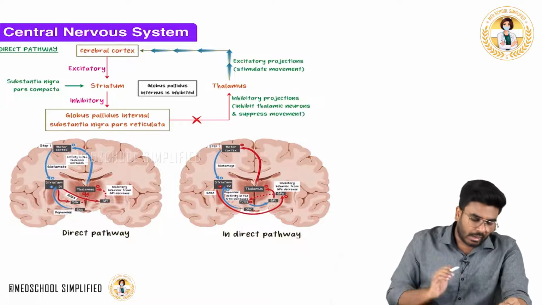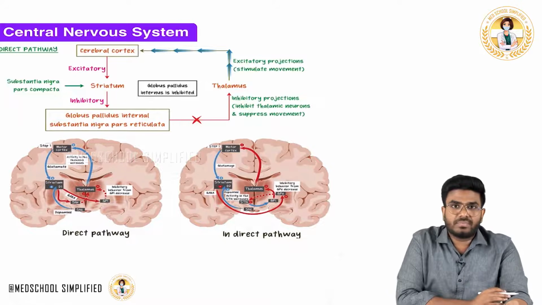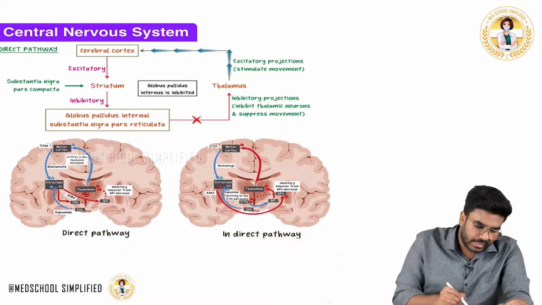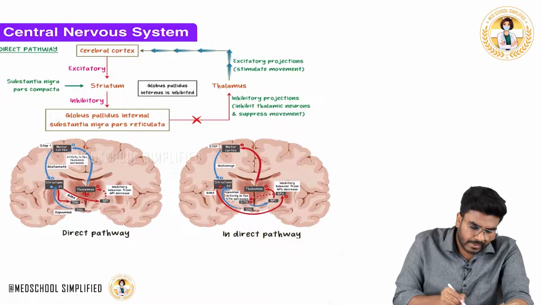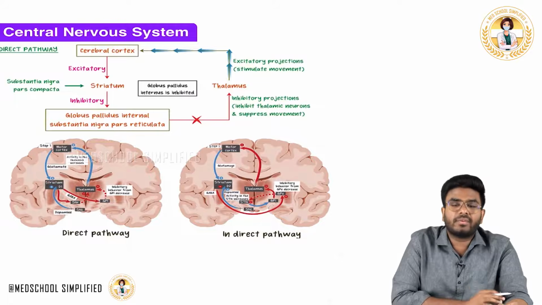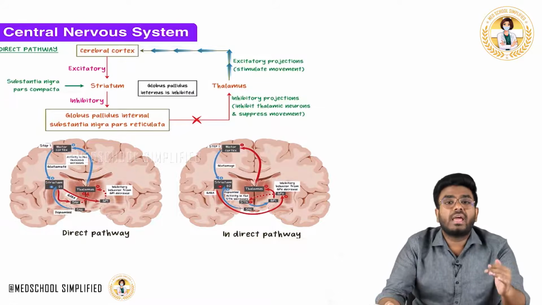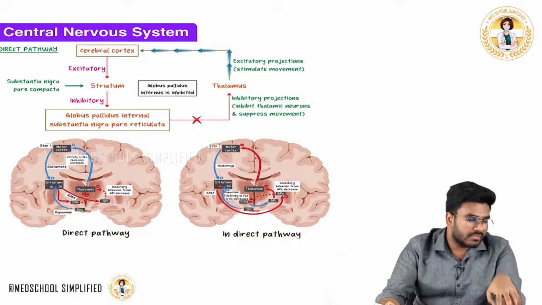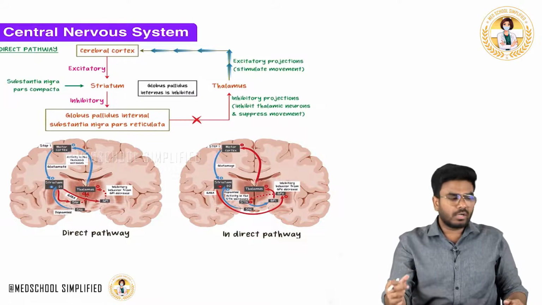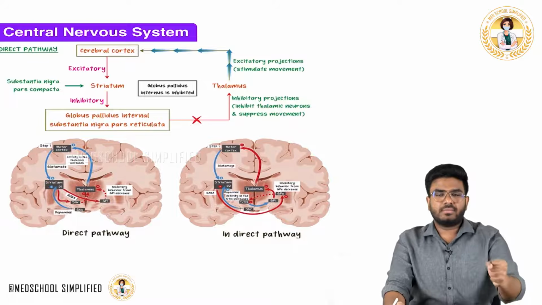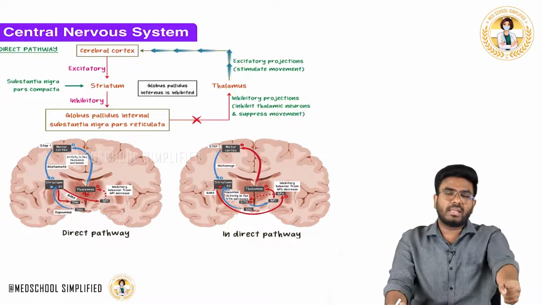Now, let's start with the direct pathway first. In the direct pathway, what is happening? Now you are having a thought. For example, you have to stand and you have to walk. You are having this thought. For example, you are having a thought of a motor movement like this.